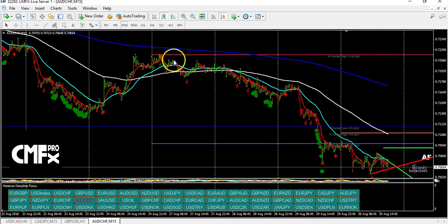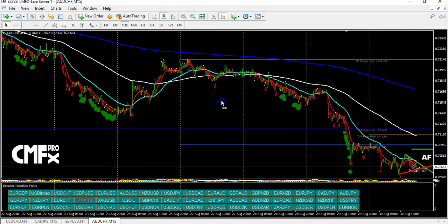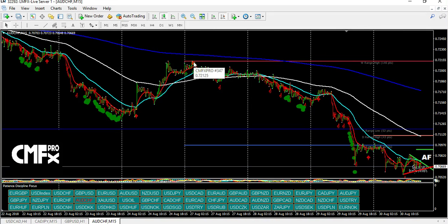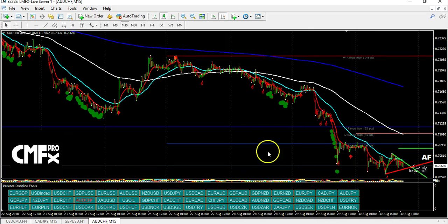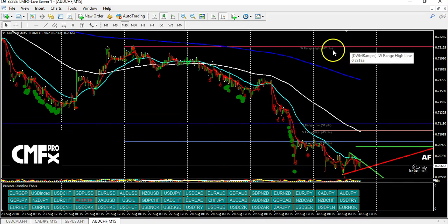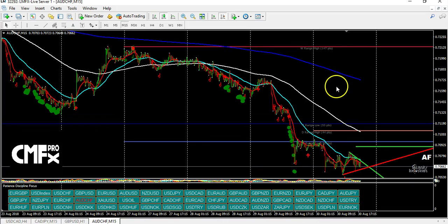Again, look at this. Oh, it's crazy. Weekly range high hit, one dot, one dot drop. 147 pips to be exact from the drop.